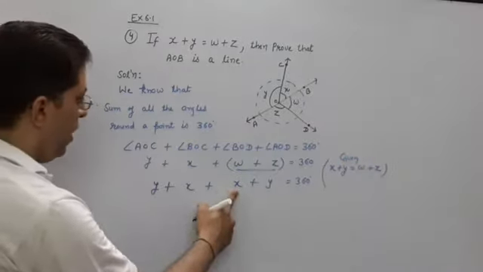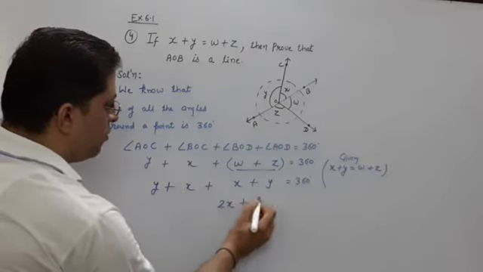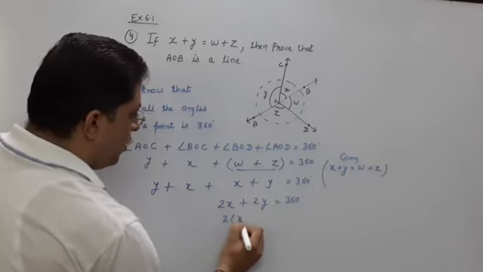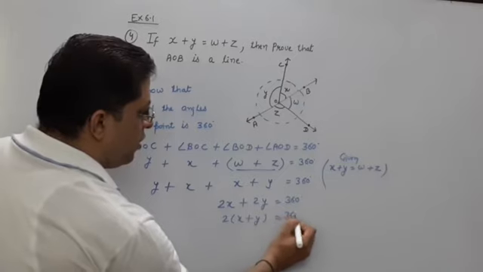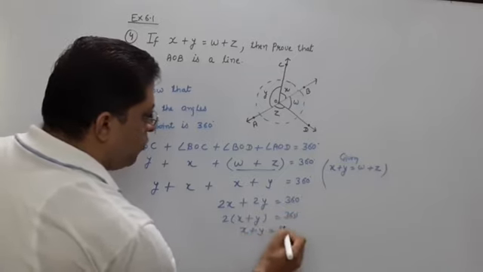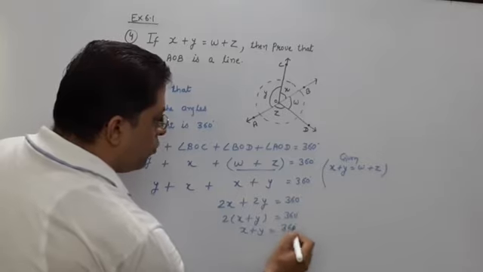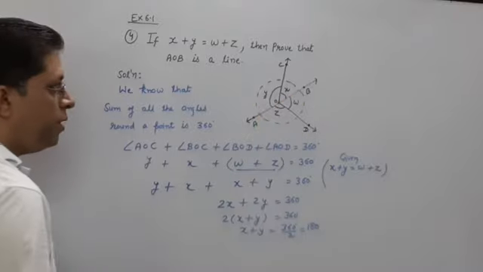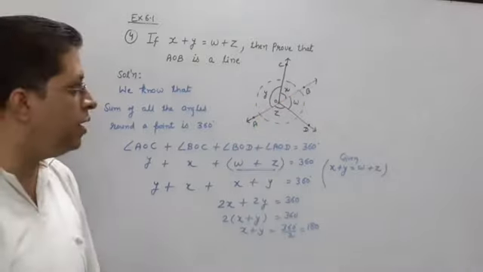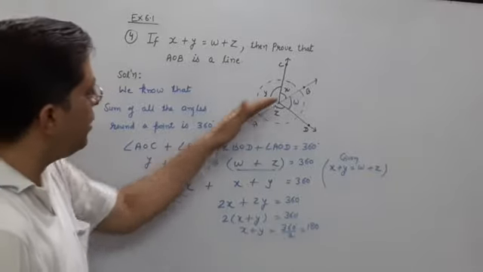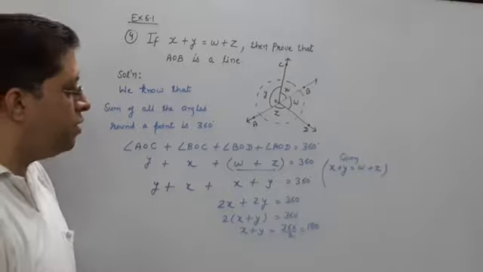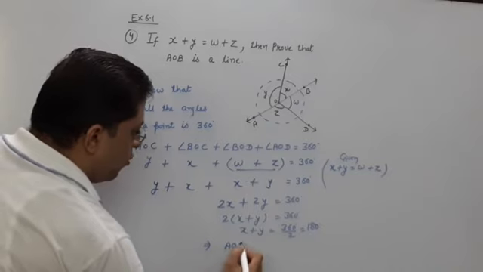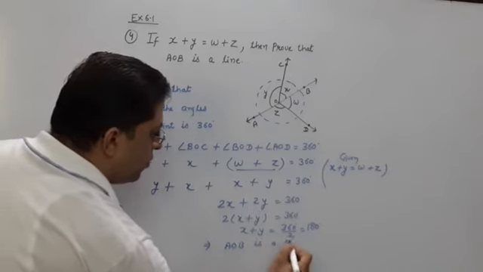Okay, now see, X and X two times, then 2X, Y and Y two times, then 2Y is equal to 360 degrees. 2 is common, so 2 times X plus Y is equal to 360 degrees. Then X plus Y is equal to 360 degrees upon 2, which is 180 degrees. If the sum of these two angles is supplementary, adjacent angles are supplementary, then we can say AOB is a line. Here X plus Y is coming 180, so we can say AOB is a line.